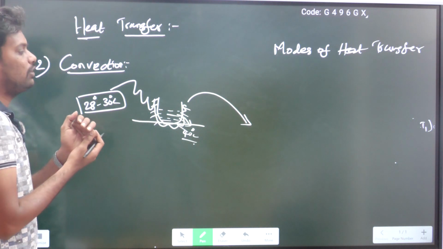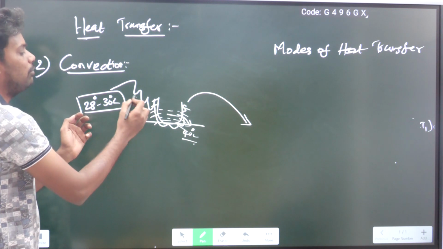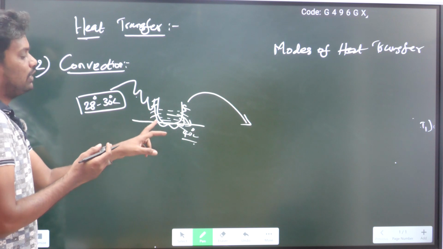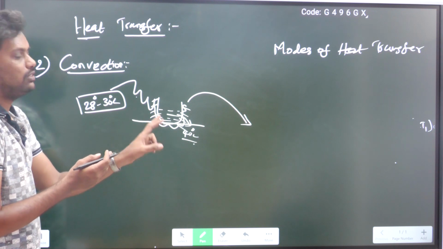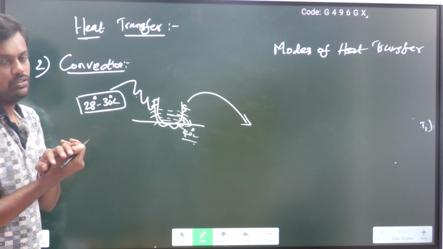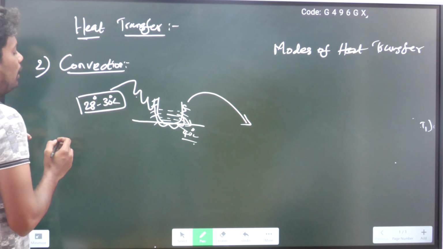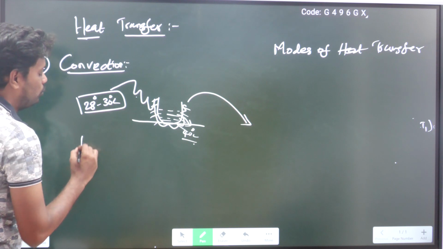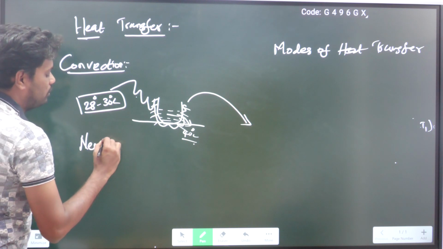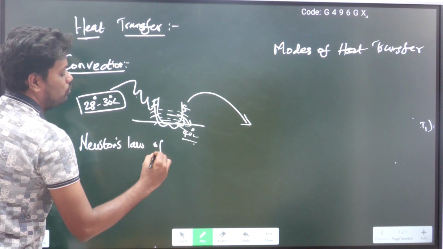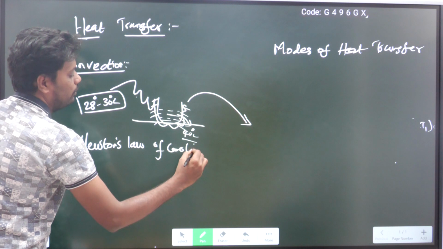Convection is nothing but the heat transfer between the solid medium and the fluid medium. There will be at least one fluid medium for the heat transfer to take place. At least one medium should be fluid and another medium should be solid. So this is called convection. And for convection there is one governing law, which is Newton's law of cooling. This is the governing law for convection, Newton's law of cooling.